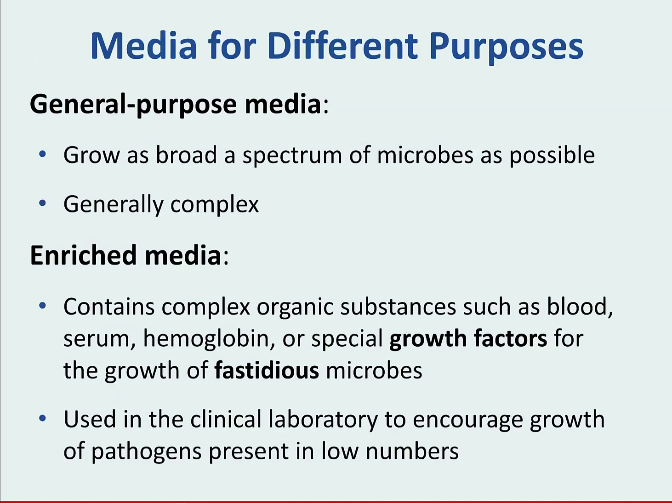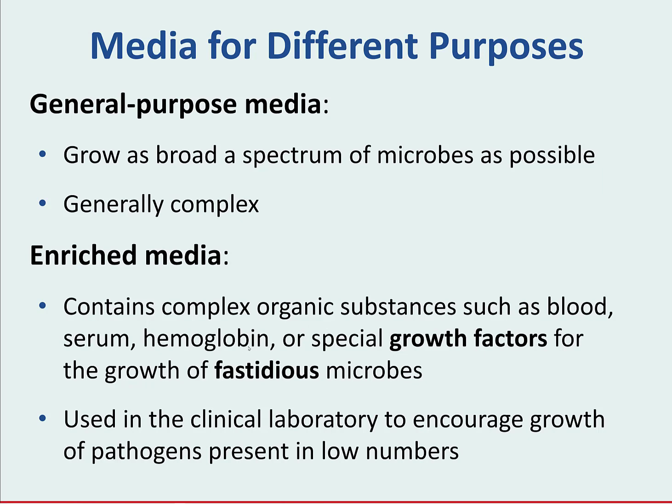General purpose media, grown as a broad spectrum of microbes. We can have nutrient agars, a good example of general purpose media. Enriched media contains some sort of organic substance such as blood. As I mentioned, if I take the blood and I add it to agar that's too hot, it turns to chocolate agar. There are some microorganisms that need that blood component that's actually broken down, like hemoglobin that's been broken down to grow. So, there's uses for it, but blood agars, we usually use it to look at characteristics.